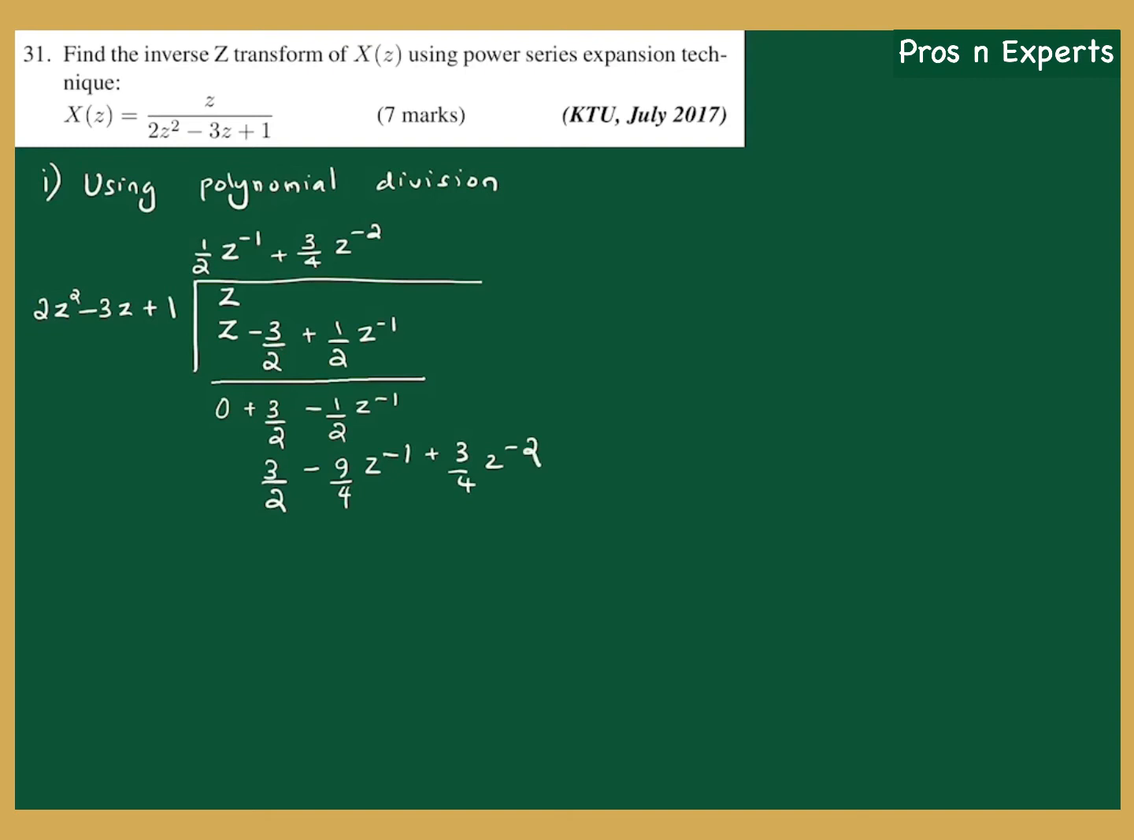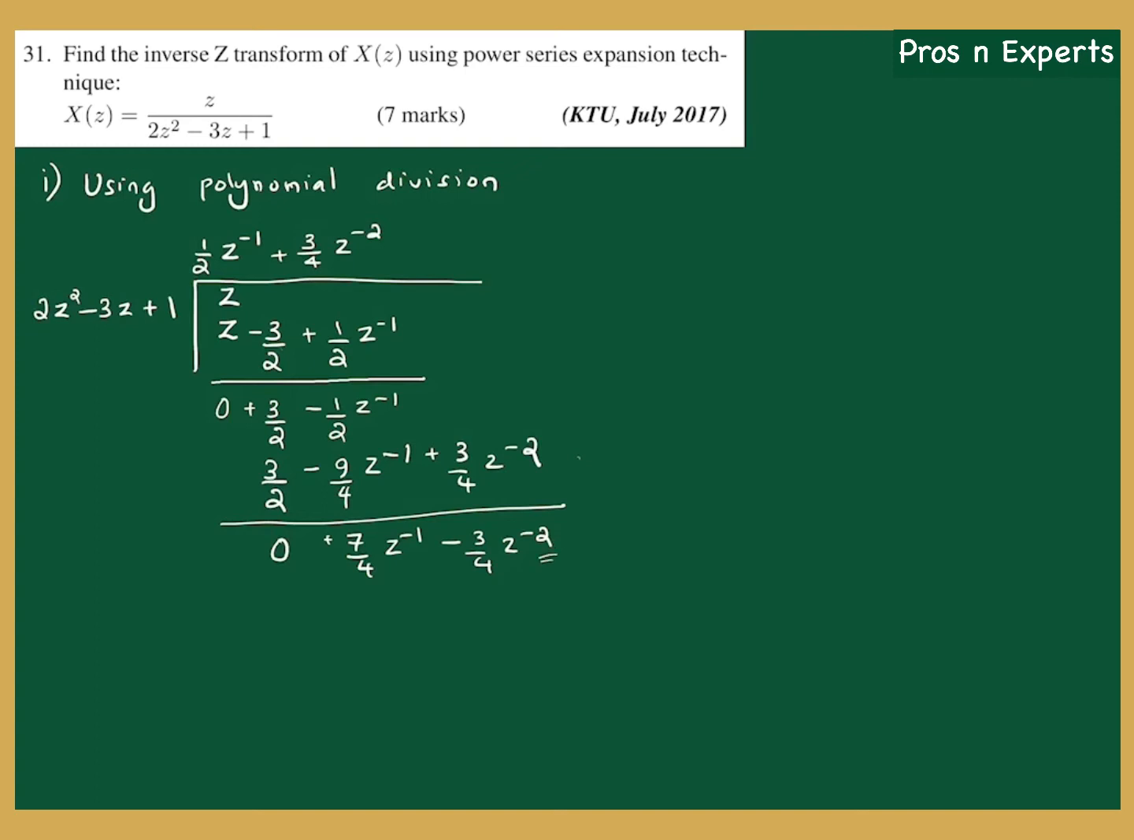Now again subtract this term from this term. So what you will get is 3 by 2 minus 3 by 2 is 0. Minus 1 by 2 plus 9 by 4 will give you 7 by 4 z inverse. So plus 7 by 4 z inverse. Then 0 minus 3 by 4 z inverse 2 is minus 3 by 4 z inverse 2. So the remainder is still having a power of 2.